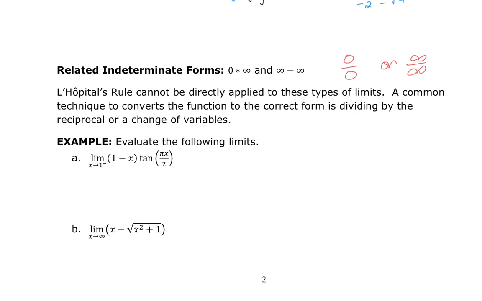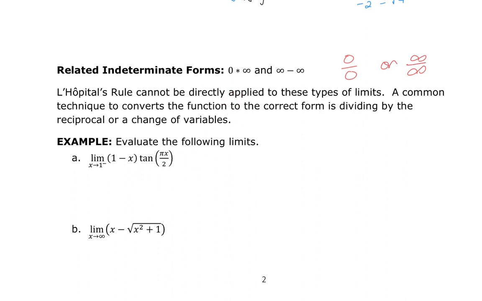So let's take a look at our first one. Example A here. As x approaches 1 from the left, I'm going to get approximately 1 minus 1 here, which is about 0. And then this is going to go to infinity. So this is 0 times infinity.